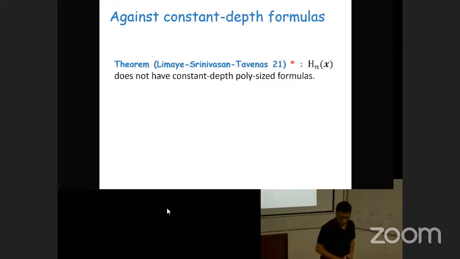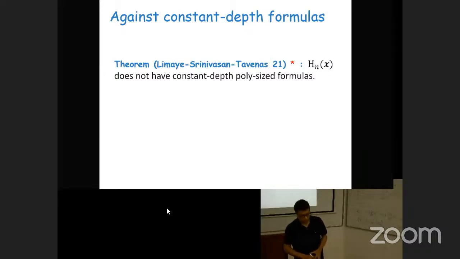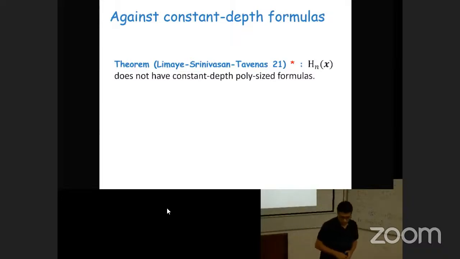And recently, 2 years ago, Nutan Limaye, Srikanth Srinivasan, and Sebastian Tavenas had a remarkable result. It really improved our result in some different ways. It's a big breakthrough in this area. They showed that the Hamiltonian polynomial, again, I'm cheating slightly here, does not have small formulas if you restrict the depth of the formula.